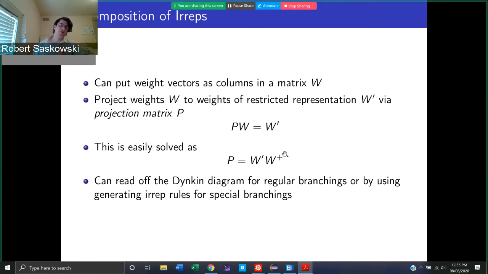What you have to do is use what's known as a generating irreducible representation. This is essentially defined as the smallest irreducible representation such that solving in this way gives you the full information. Now, of course, these projection matrices are actually not unique. There are many equivalent projection matrices that will give you the same results. It turns out that there's actually a procedure for reading the projection matrices for regular branching rules straight off of the Dynkin diagram. And LieART is fully equipped to do that. But for special branching rules, we have to use branching rules for the generating irrep.